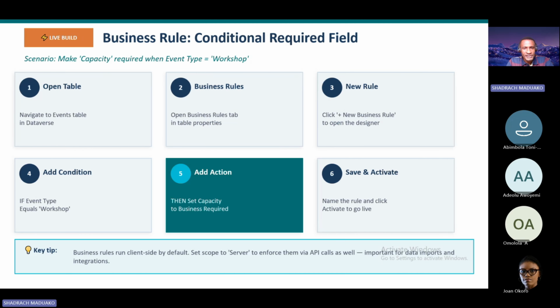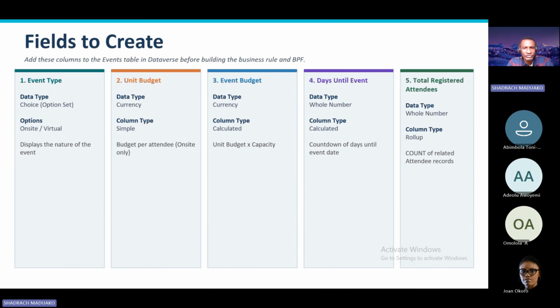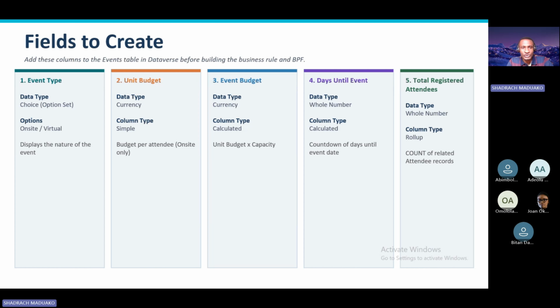So before we start doing the implementation for today, I have highlighted some fields that we will need to create on the current community registration form. When we start looking into the practical aspect of the training, some of these fields are what we're going to be using to test and build the components that we'll be working with. So first we'll be creating a field called event type.